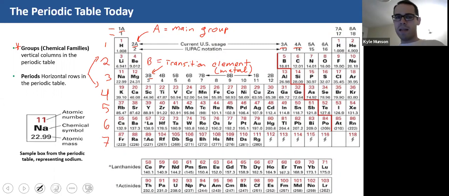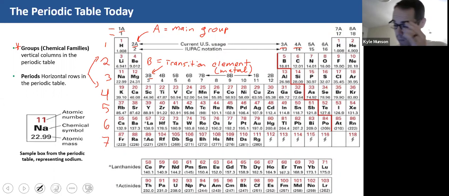So keep that in mind. So any group that is in the A group is a main group element. Anything that's in the B group is a transition element or transition metal, okay? And then finally, I'll just say it one more time, periods are the rows.